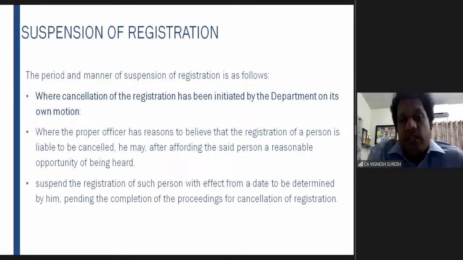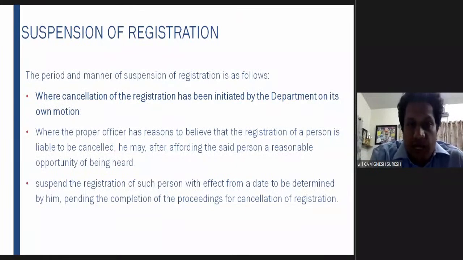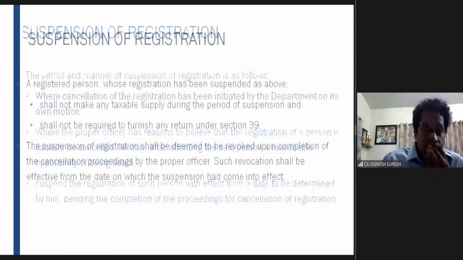Then, with regard to suspension of registration where the cancellation has been initiated by the department on its own motion: if the proper officer has reasons to believe that the registration of a person is liable to be cancelled, he may, after giving the person an opportunity of being heard, suspend the registration with effect from a date to be determined by him. So this date will be determined by the proper officer only, till he completes the proceedings with regard to cancellation of registration.